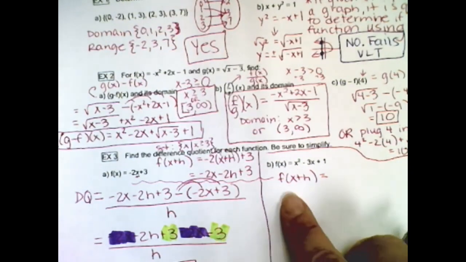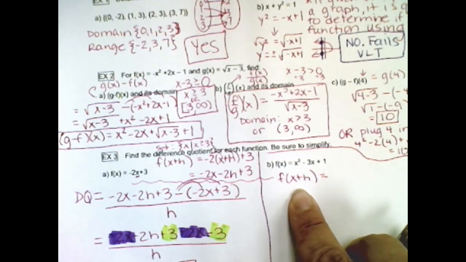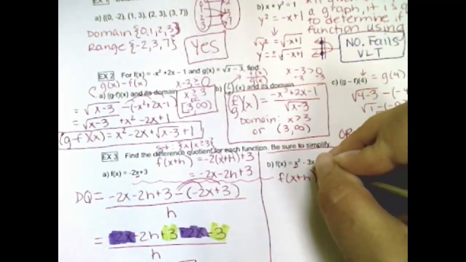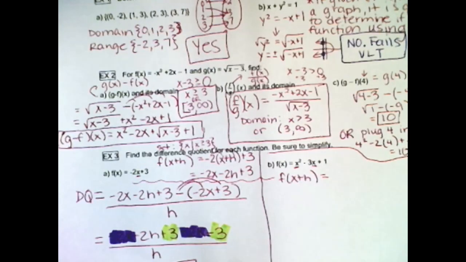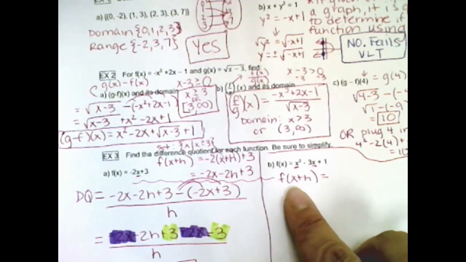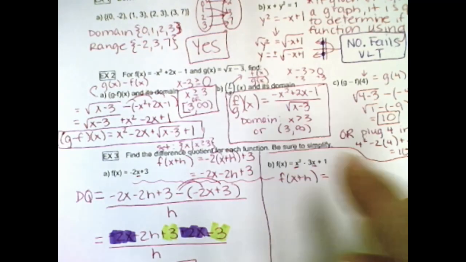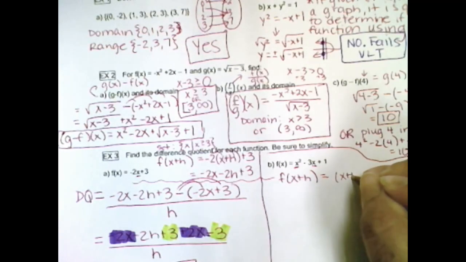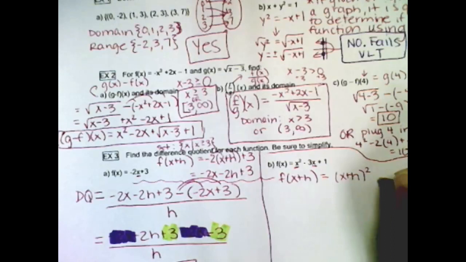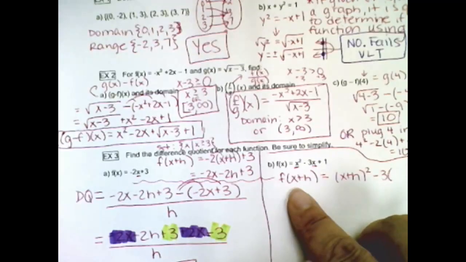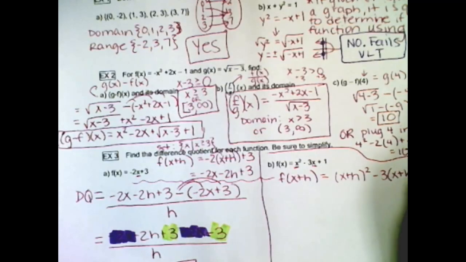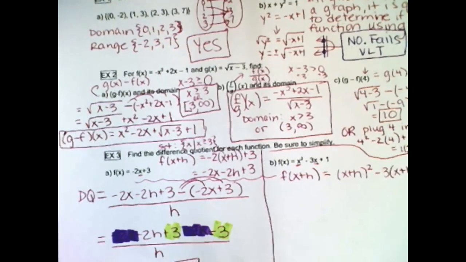So again, this notation means take the variable, which in this case appears twice, and replace it with exactly what's in the parentheses. So in place of that x, I'm going to put x plus h. It's got the squared on it. Then minus 3, in place of the x, I again put x plus h, plus 1. And now I'm going to simplify.